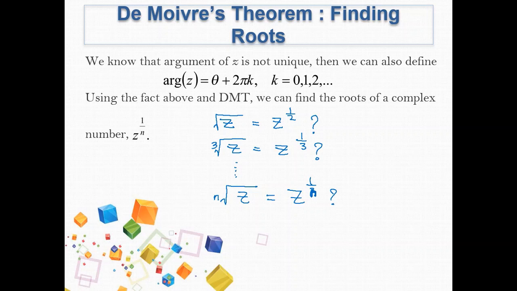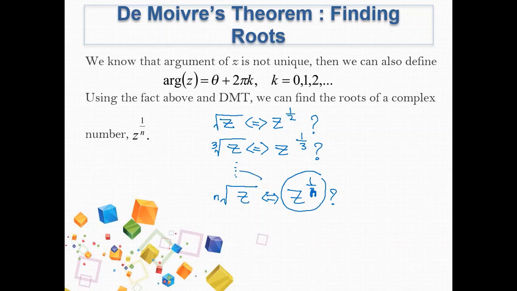Okay, so the square root of z is equivalent to z to the power of half. The cube root of z is equivalent to z to the power of 1 over 3. And it continues until the nth root of z, which is equivalent to z to the power of 1 over n. Okay, so now the next situation where we can apply the de Moivre theorem is finding the roots.